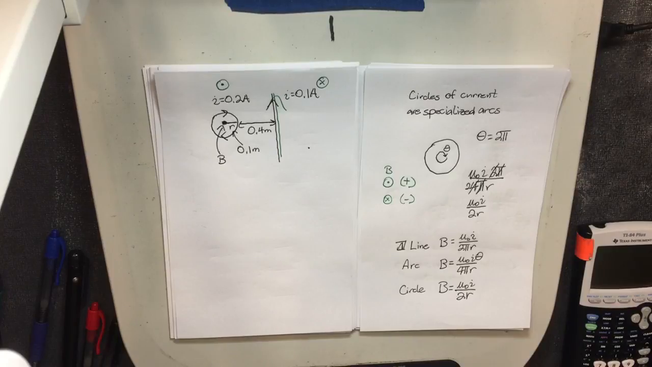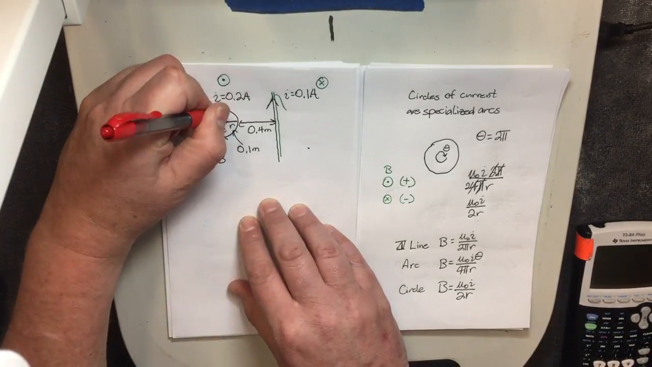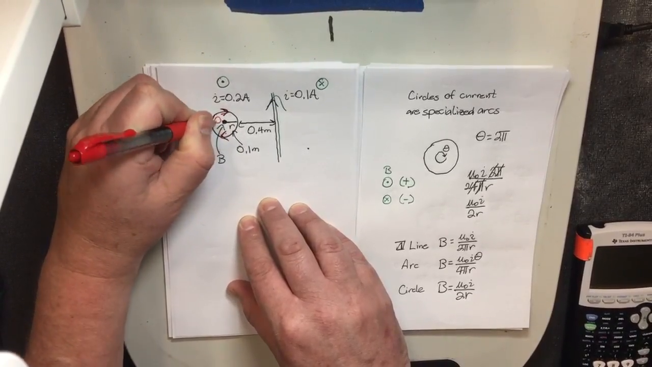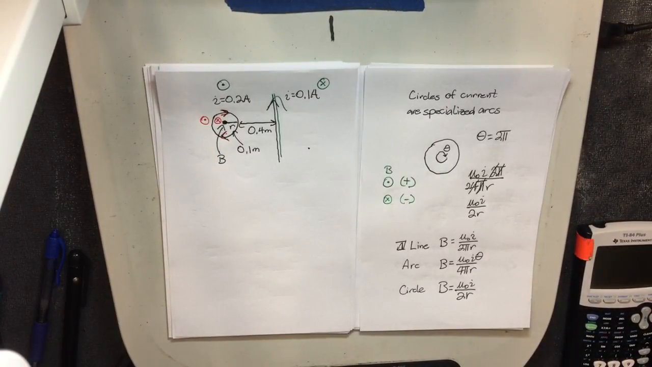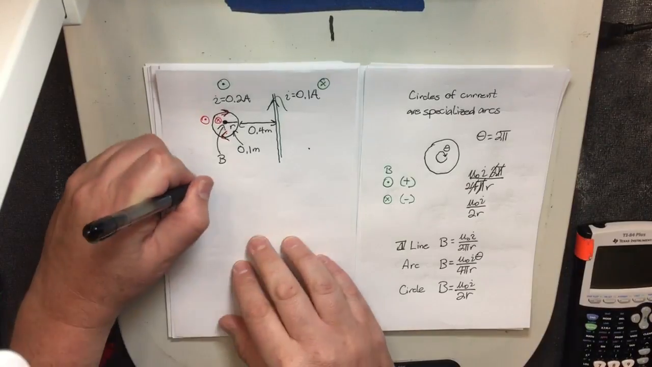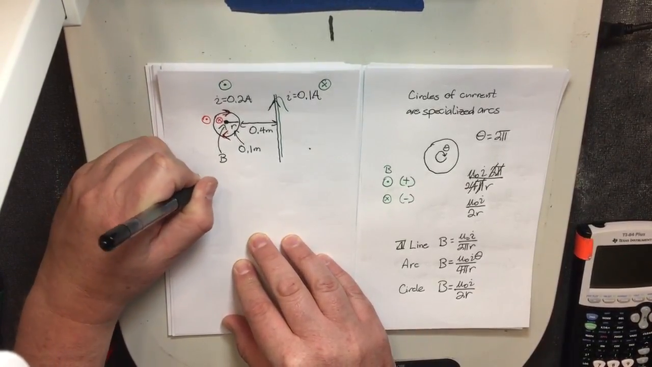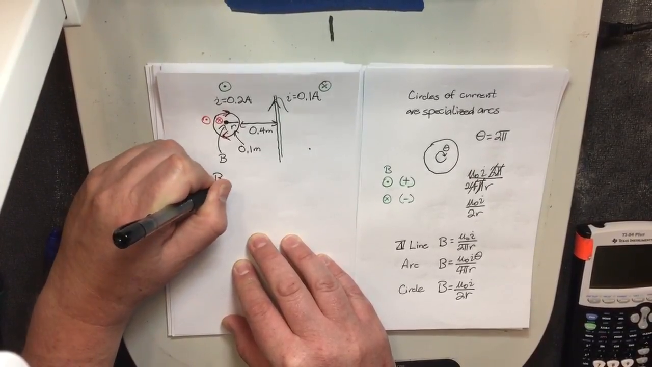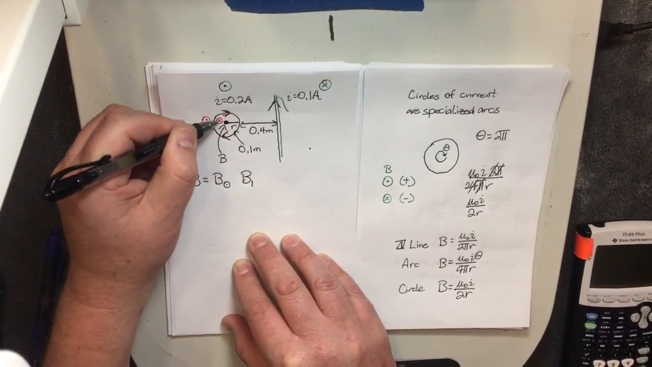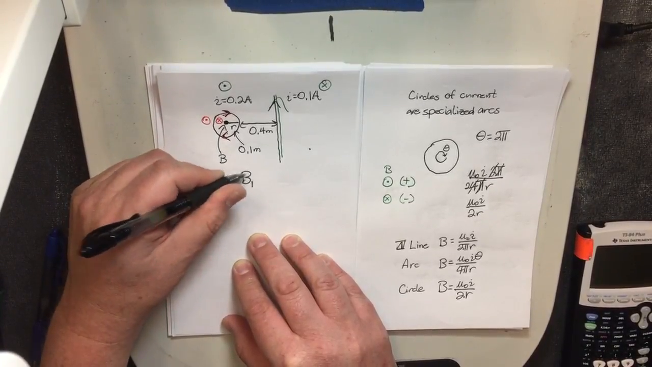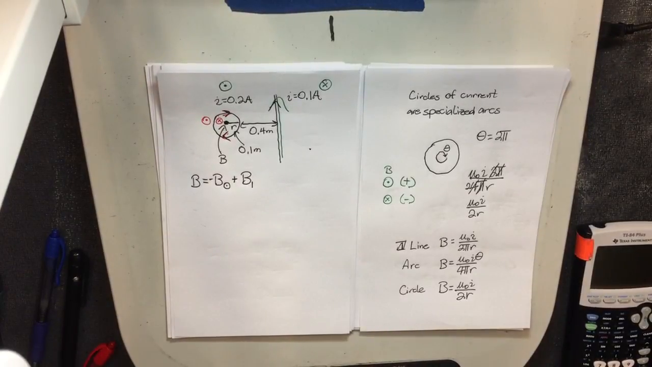So to write it down on the paper, inside the circle is in, outside the circle is positive. The total B field is B from the circle plus B from the line. The B field from the circle is in, or negative. The B field from the line is positive. You use the wrap rule to determine the direction of the B fields. The directions of the B fields determine the signs that you put out front.